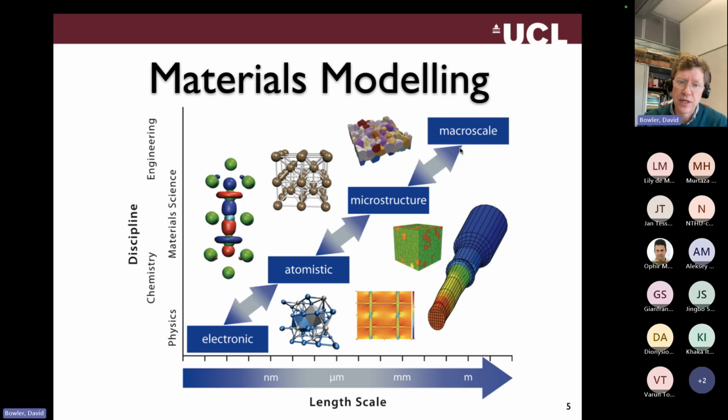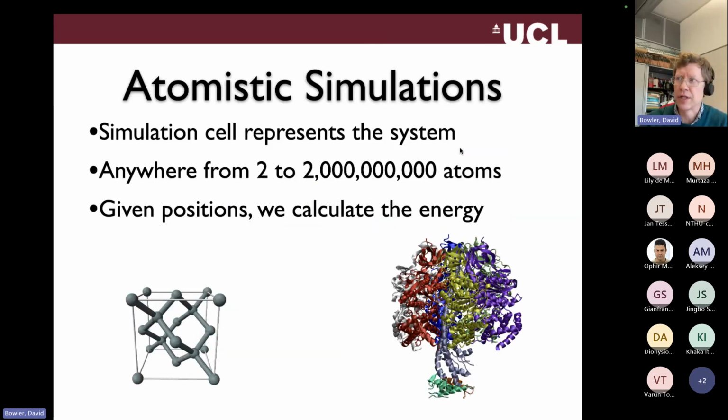At the very smallest length scales, down at the nanometers or below, we involve physics. You can bring in chemistry as you go up towards the atomistic level, and then you start to move into the areas of material science and engineering as you get larger. Of course, you can't use atomistic modeling beyond a certain level. Once you get past about 1 billion atoms, atomistic modeling becomes unfeasible, and so we shift to microstructure and macroscale modeling. But I'm going to concentrate today on atomistic simulations.